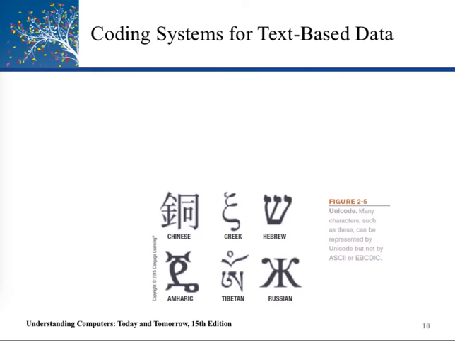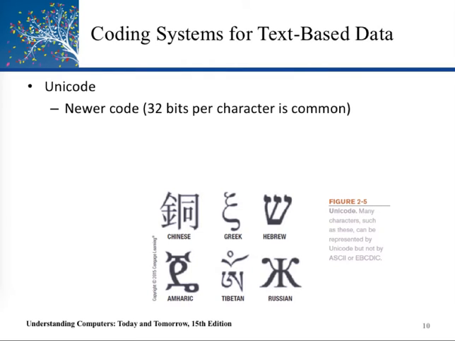And there are other languages. It's not just English, but Chinese, Greek, Hebrew, Tibetan, Russian, Amharic. So there's plenty of different languages out there, so we needed a better system. So we improved upon ASCII and EBCDIC, and we came up with Unicode. Now, Unicode, instead of having an 8-bit, 1-byte character, it has 32-bit characters. And that meant that we had a lot more room for symbols.